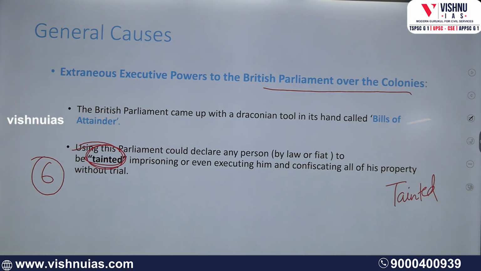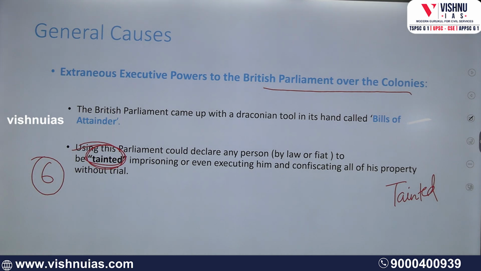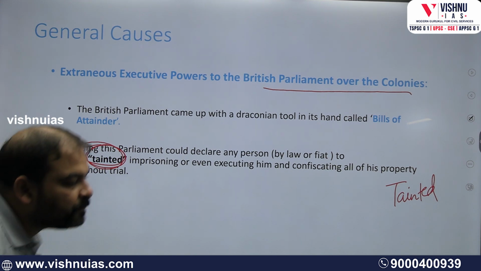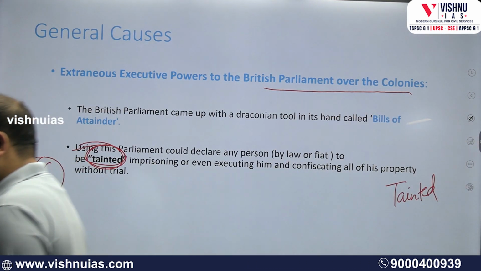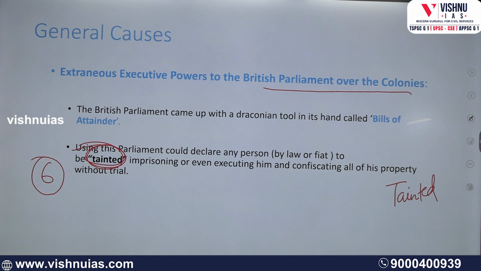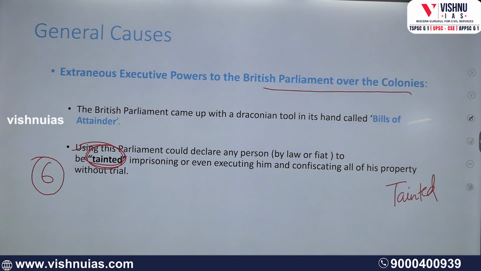Under this, Parliament could declare any person to be tainted, arresting them and confiscating their properties. Once anybody has been said to be tainted, they could be arrested by the British and their property could be seized at this point of time.